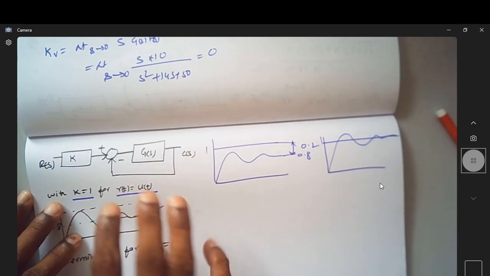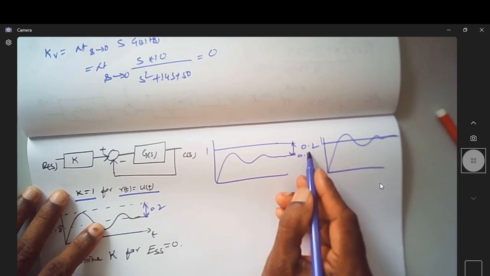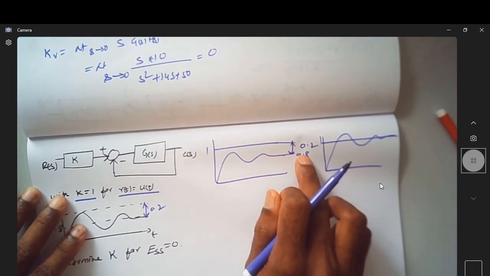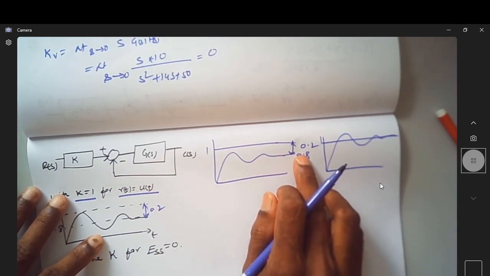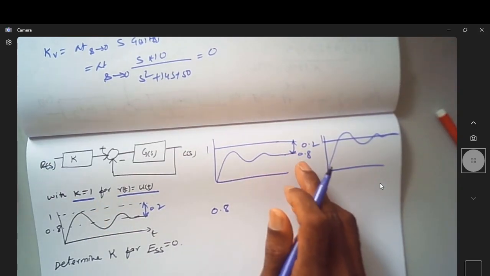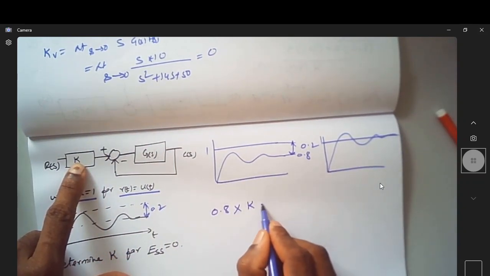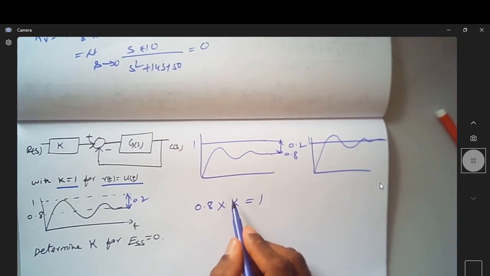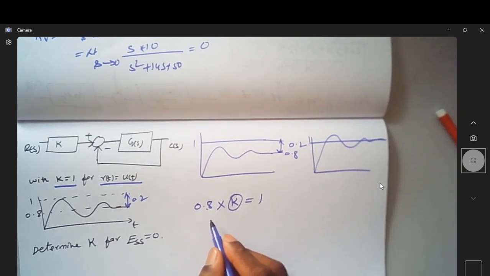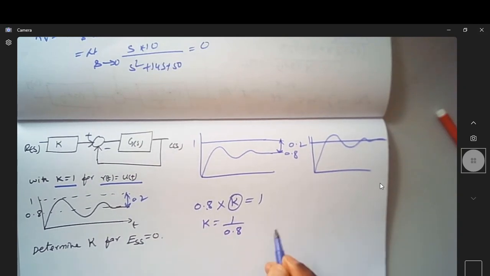Now, we know that with this k equal to 1, you have this as the output. Now this 0.8 should become 1. So you have 0.8 as the output. Now that 0.8 is multiplied by this k, so that should be equal to 1. So by multiplying what with 0.8, you will get 1? What we have is k is now equal to 1 by 0.8.